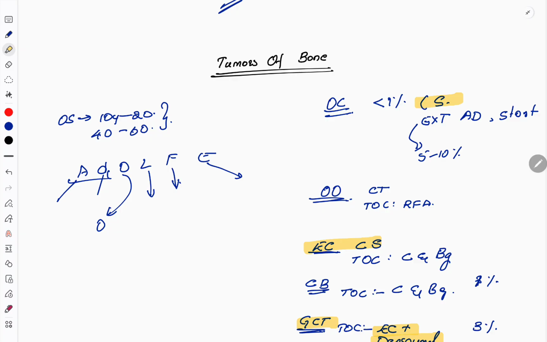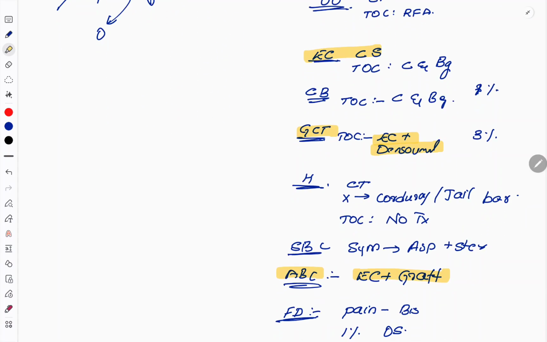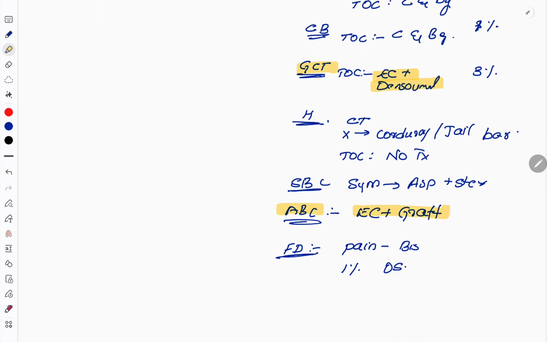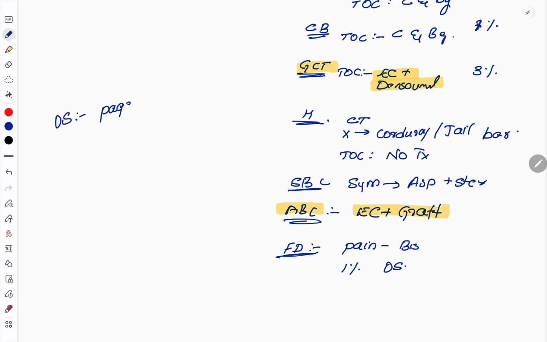That is for two things, right? Now here, for the first time, you're seeing osteosarcoma risk associated, 1%, with fibrous dysplasia. So osteosarcoma is a very big tumor. It is associated with Paget's disease. It is associated with fibrous dysplasia. It is associated with radiation exposure to the bone.